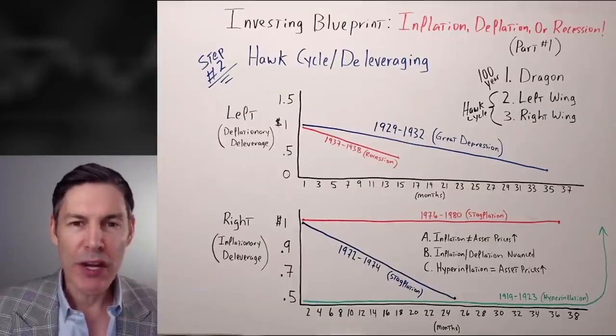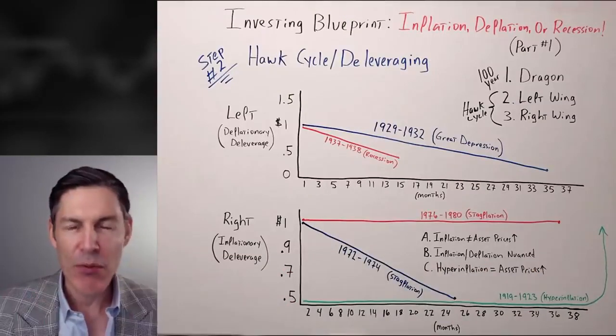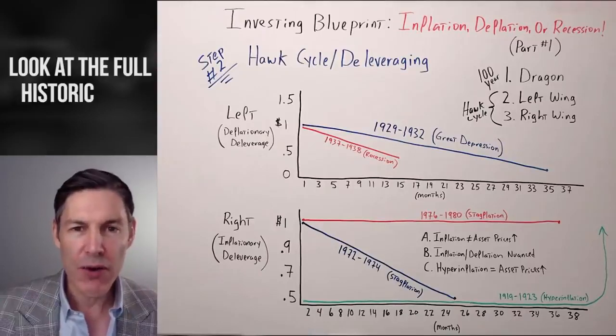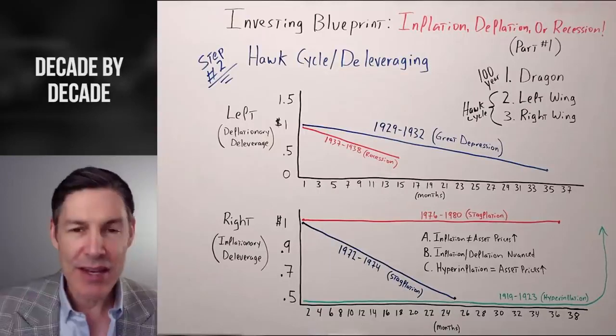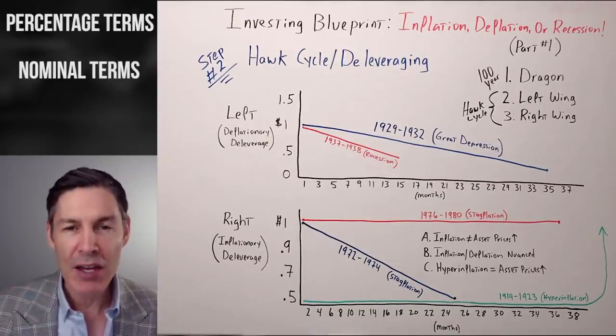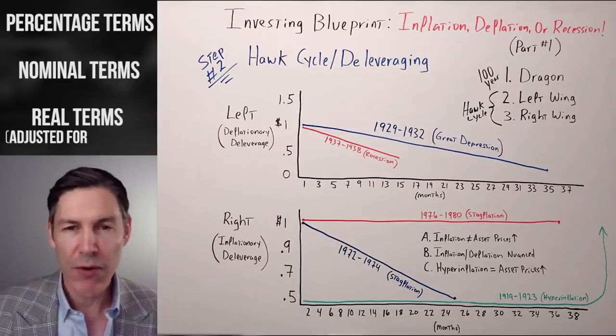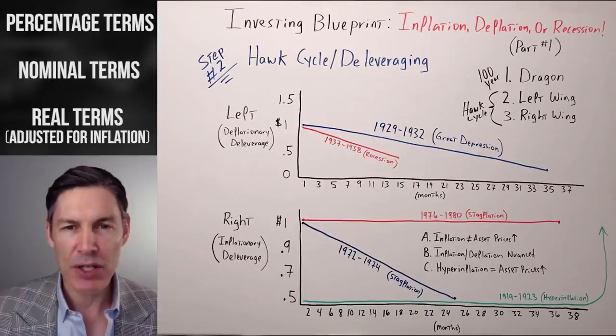So my point is, whenever you're looking at the charts, regardless of whether it's the S&P, whether it's commodities, precious metals, bonds, whatever it is, look at the full historic view, but then look at it decade by decade, and definitely in percentage terms, nominal terms, and real terms adjusted for inflation. That's the only way you can get the entire picture.